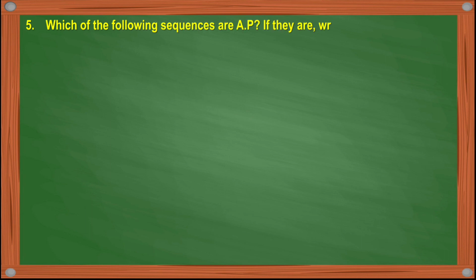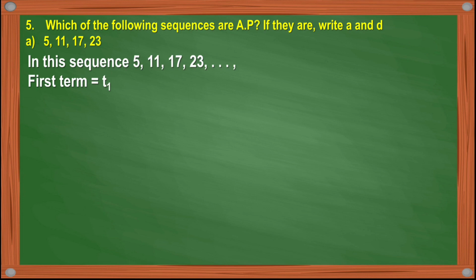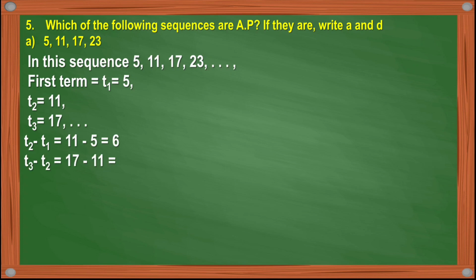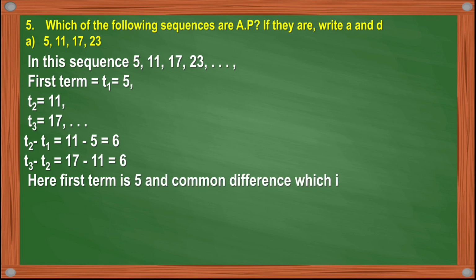Now we will see the next question. Here three sub questions I have given you in the worksheet. You will solve. I am here giving the solution for the first one. You will use the same pattern and solve the next two also. We are going to assume the terms T1, T2, T3 and so on. Therefore T2 minus T1 equals to 6. T3 minus T2 is also equals to 6, which means the common difference is constant. The first term is 5 and the common difference which is constant is D equals to 6. The sequence is an AP.